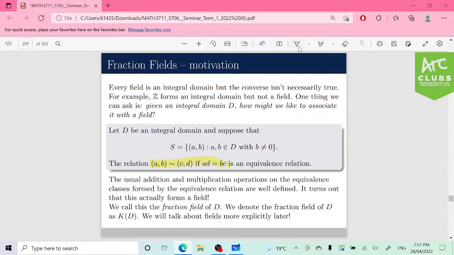This might be useful because the fraction field itself is actually a field, and fields are fairly nice because there's a lot of factorization that we can do with a field. So for example, the fraction field of the integers, which we usually denote as K, so K of the integral domain Z, is actually the rationals.